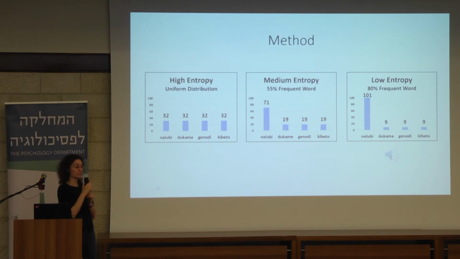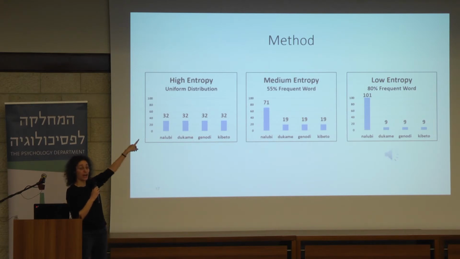And we compared these 3 conditions. Okay, high entropy, each word appears 32 times. Medium, one appears 71 times. The other 3 appear 19 times. And low entropy, one word appears 101 times, and the rest appear only 9 times.